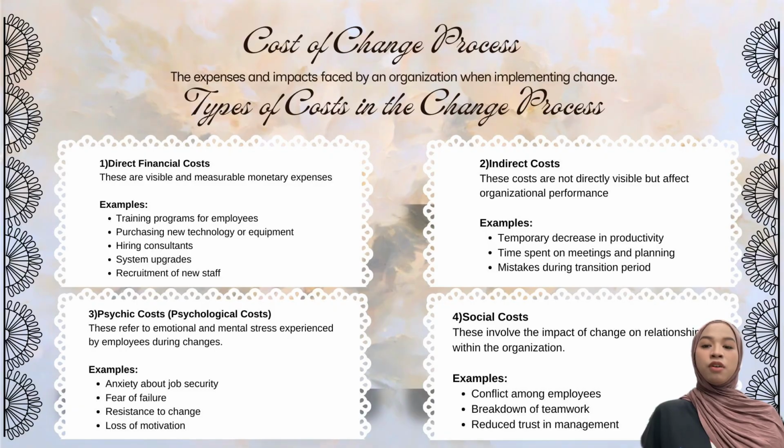There are 4 types of costs in the change process. First, direct financial costs. These are visible and measurable monetary expenses. For example, training programs for employees, purchasing new technology or equipment, hiring consultants, system upgrades, and recruitment of new staff. Second, indirect costs. These costs are not directly visible but affect organizational performance. For example, temporary decrease in productivity, time spent on meetings and planning, and mistakes during the transition period.